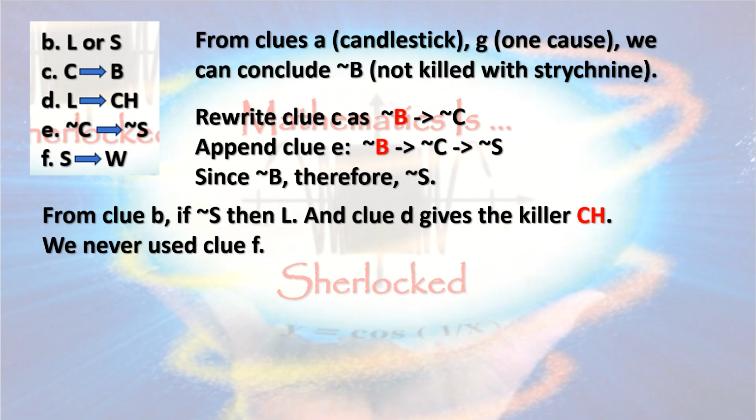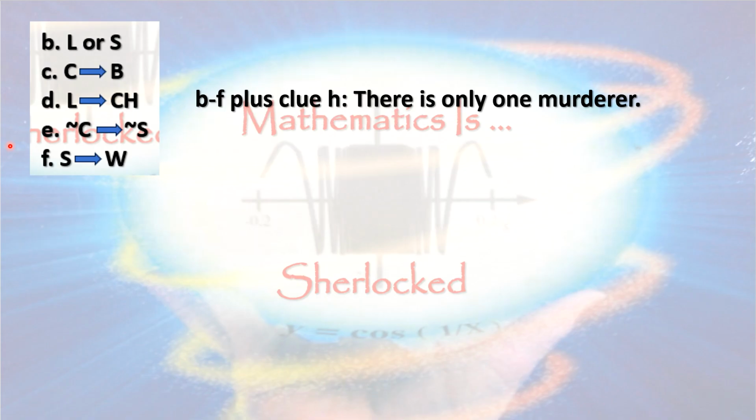So here's a variation of that problem. Suppose we replace clues A and G with H, there is only one murderer. Use clues B through F and H to solve the case. Again, pause the video and try it.